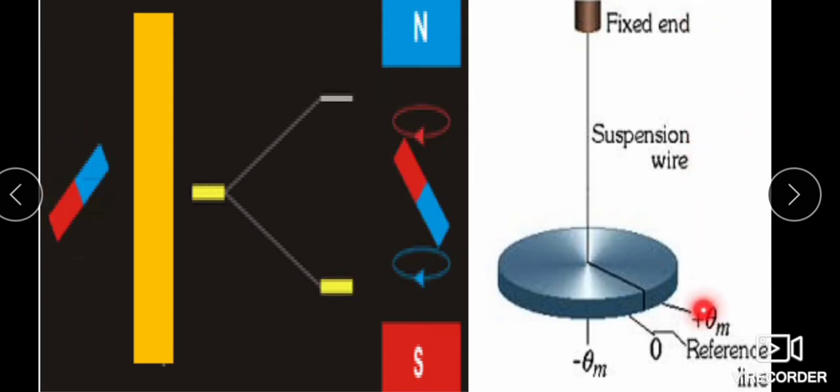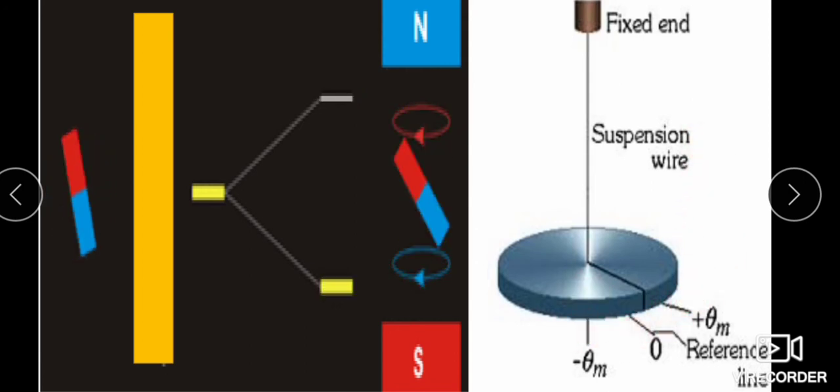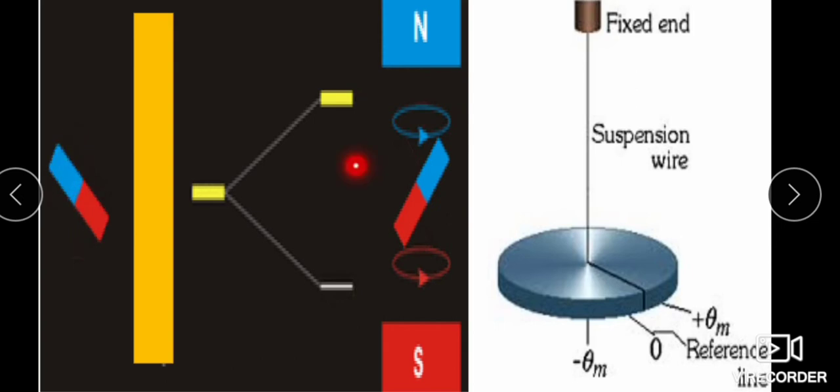The second diagram is known as the diagram of a torsional pendulum. Here, if this pendulum disc is twisted, then it performs the angular SHM with angular displacement theta. A disc is suspended from a rigid support by a suspension wire, and when twisted it performs the angular SHM. So these are the two examples of angular SHM.